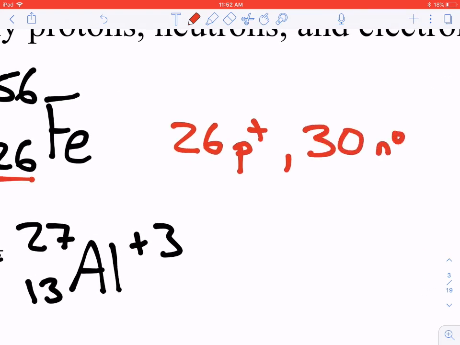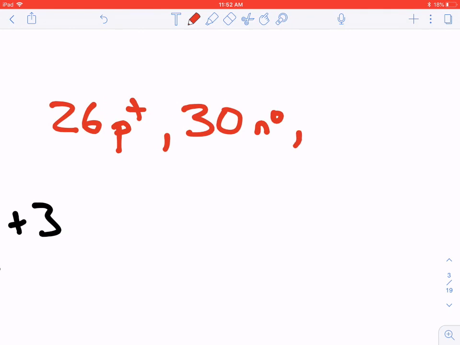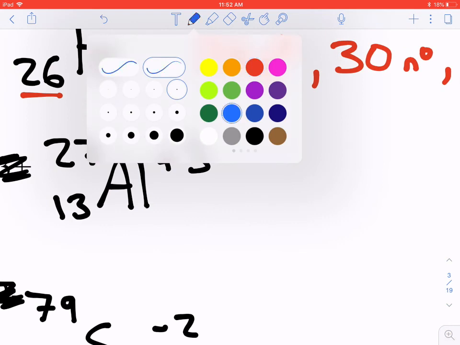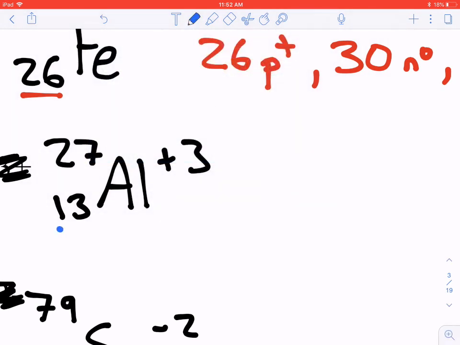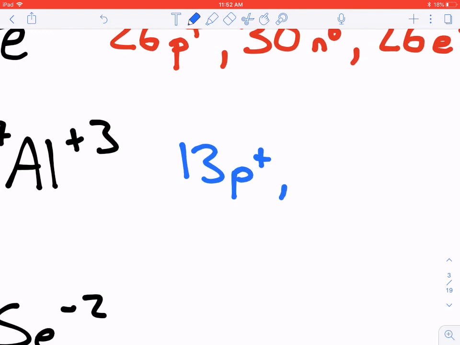Be careful not to just write 56 neutrons. 56 is the total of protons plus neutrons. And we also need to do electrons. This is a neutral atom, so our positive charges and our negative charges must be equal. We have 26 positive, we must have 26 negative. Looking at aluminum with a +3 charge. Again, protons are easy, it's just the atomic number. We have 13 protons. To get neutrons, it's not 27, it's 27 minus 13, so that gives us 14 neutrons.